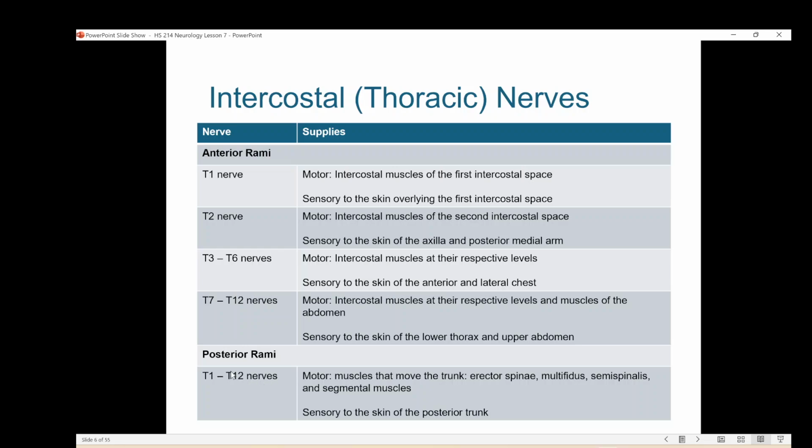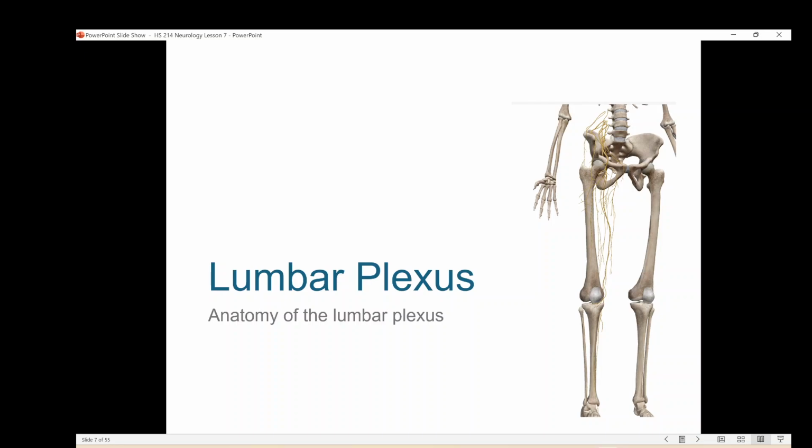The posterior rami, these we could do as a group, T1 to T12. They're going to innervate as far as motor, the muscles that move the trunk. For instance, erector spinae, multifidus, semispinalis, and then all of the segmental muscles like the interspinalis muscles, intertransversarii muscles, right? They're all considered segmental. And then the sensory is going to be to the skin of the posterior trunk. And that is our intercostal nerves.